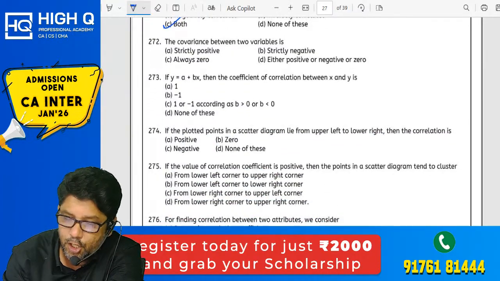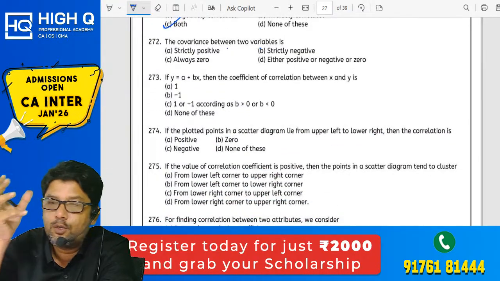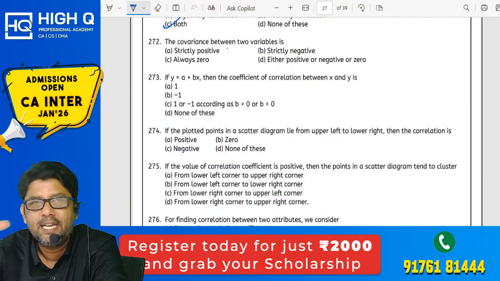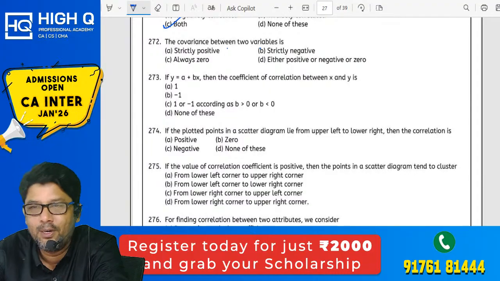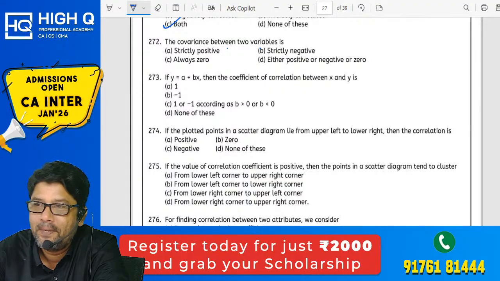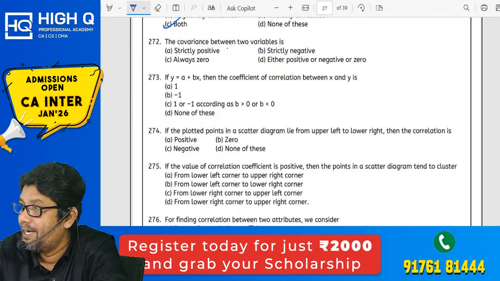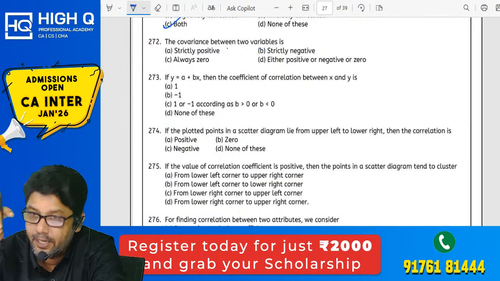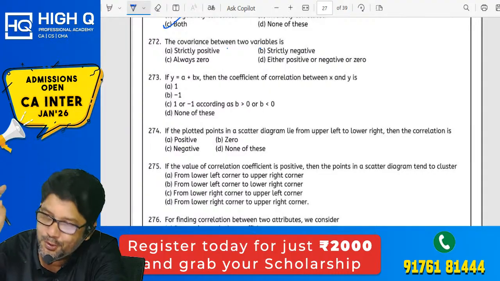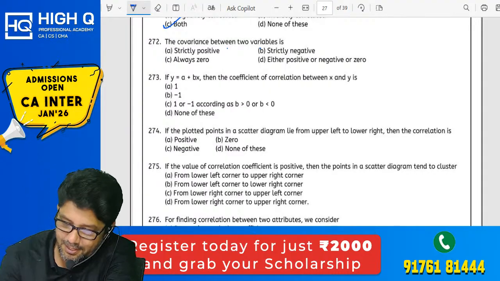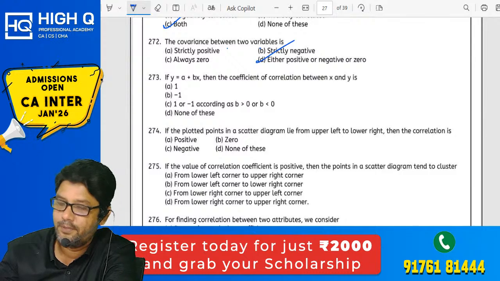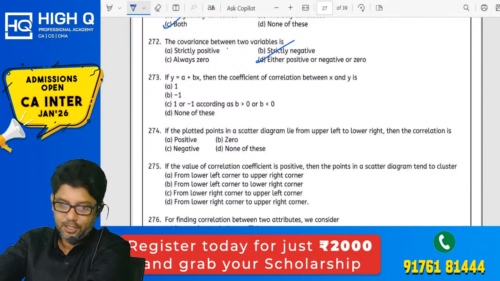Next. The covariance between two variables. See, covariance, variance, everything is mean only. Mean can be negative, mean can be positive, mean can be 0. Same way, variance can be negative, variance can be positive, variance can be 0. Similarly, covariance can be negative, covariance can be positive, covariance can be 0. Either positive or negative or 0.